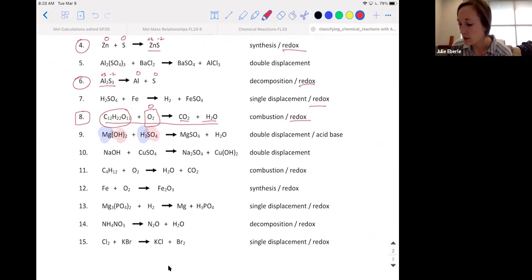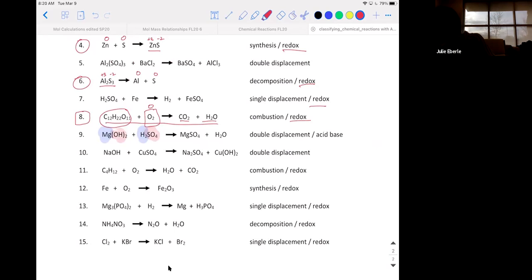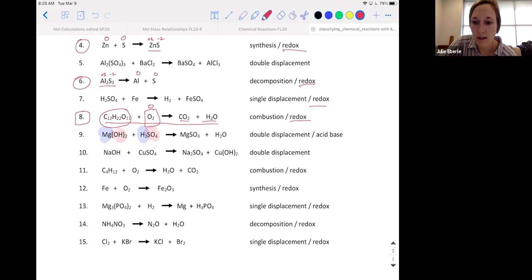And then what's the key indicator that you have a combustion reaction? Anybody? What's the key sign? Water. Yeah, you form water and CO2. Okay, water and CO2.